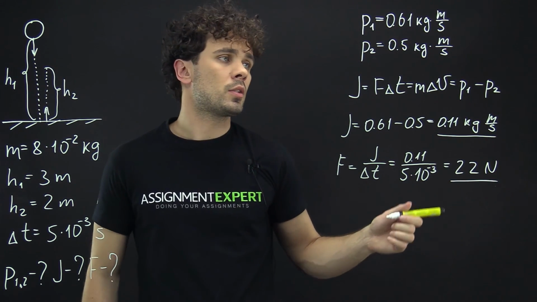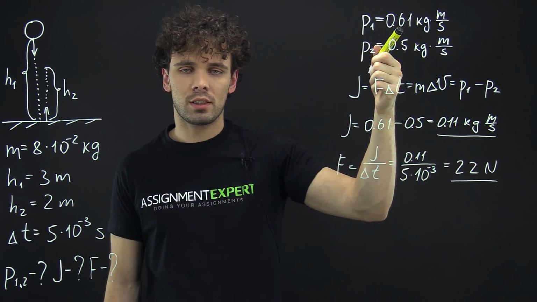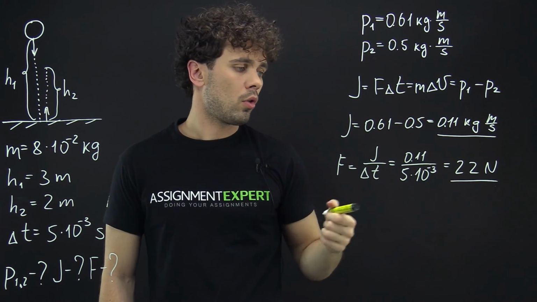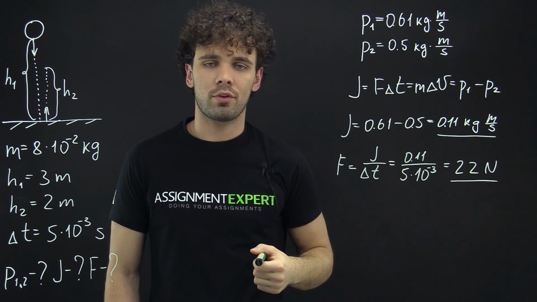So here it is, we have the momentum of the ball immediately before and after the collision, the impulse imparted to the ball, and the average force exerted by the ground on the ball.